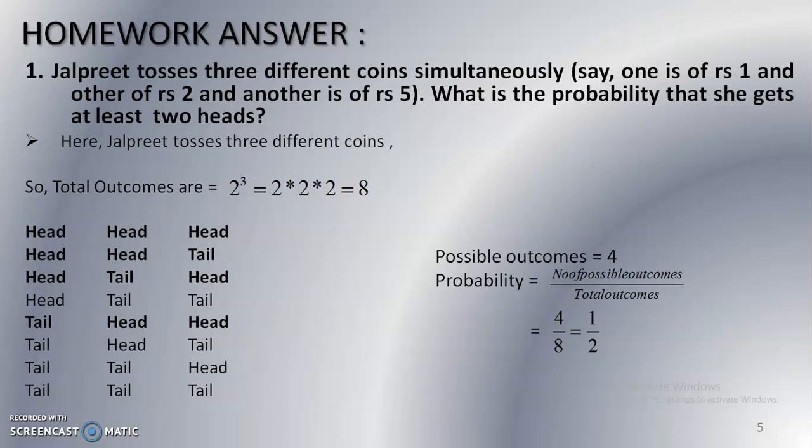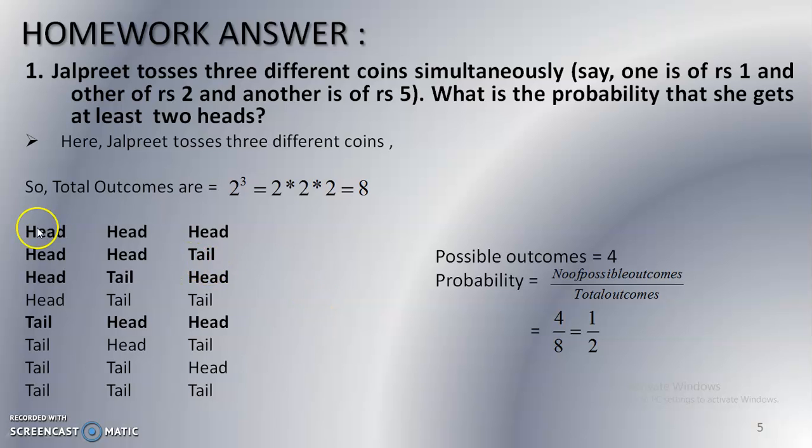So go to the next. It's the homework answer. Jalpreet tosses 3 different coins simultaneously. We can say one is of rupees 1, another is rupees 2 and another of rupees 5, right? So there are a total of 3 coins. What is the probability that she gets at least 2 heads? At least means minimum 2 heads. So here Jalpreet tosses 3 different coins. So total outcomes are 2 raised to 3 equals 2 into 2 into 2. So outcomes are 8. Got it?